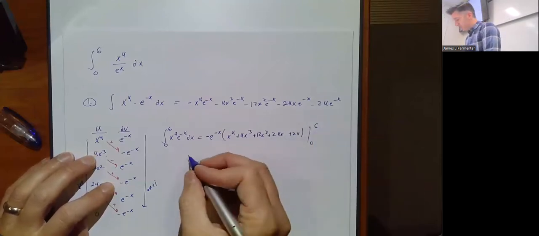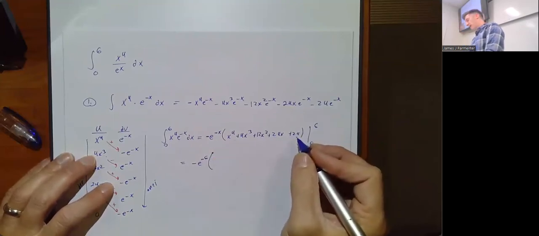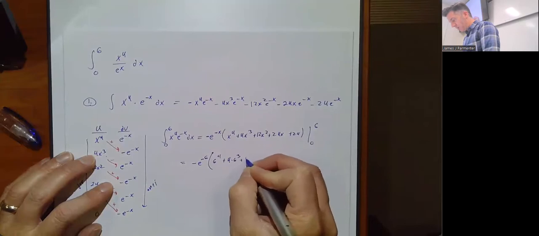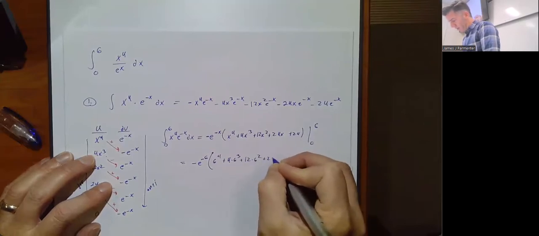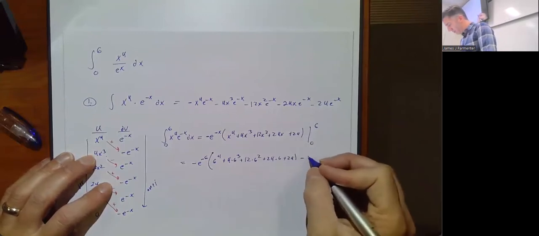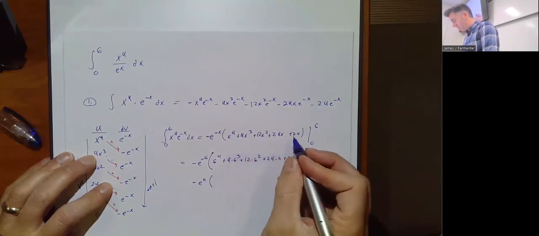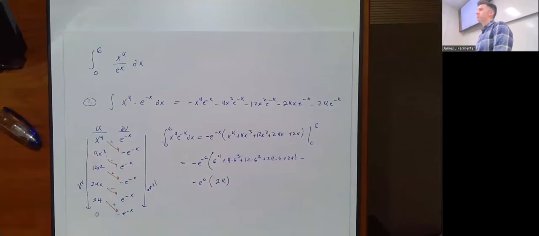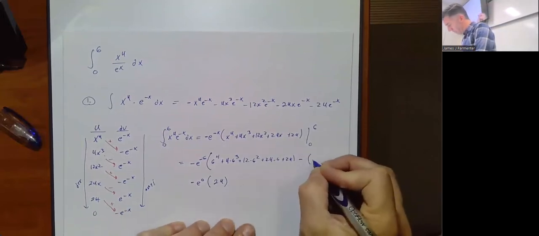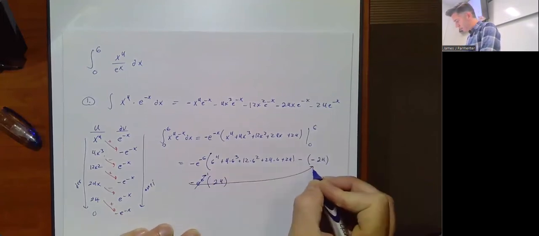And then you just plug in 6 and you're getting negative e to the negative 6 times, oh boy, plug in 6. Okay. Let's just be smart. Let's say that's 6 to the 4th plus 4 times 6 cubed plus 12 times 6 squared, I know that's 36, plus 24 times 6 plus 24, minus, then we plug in 0 and we get negative e to the 0 times 0 plus 0 plus 0 plus 0 plus 24. Which I guess I could have fit in over there. So that's going to be minus a minus 24, because e to the 0 is just 1. So put that right there.